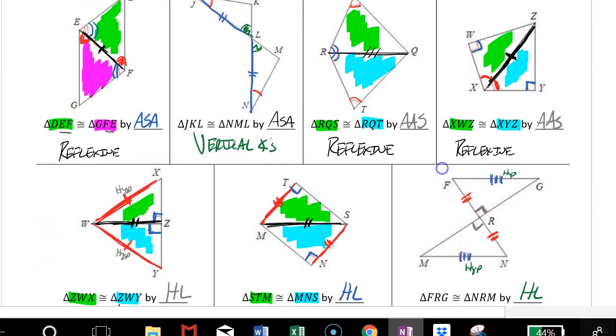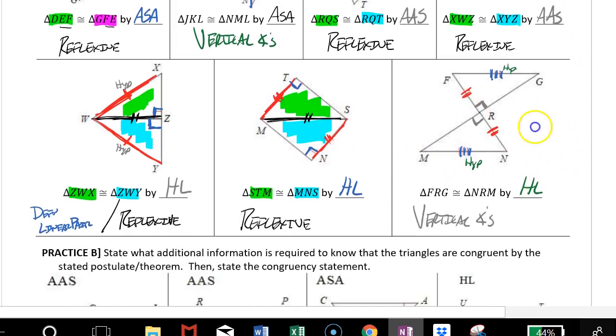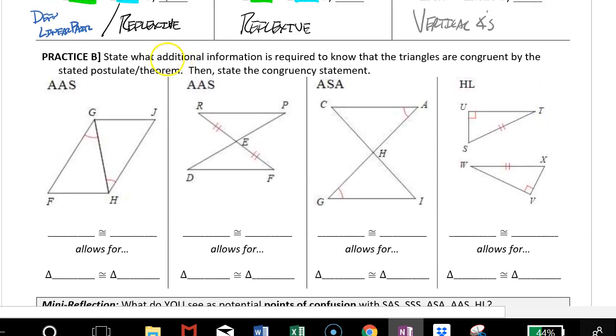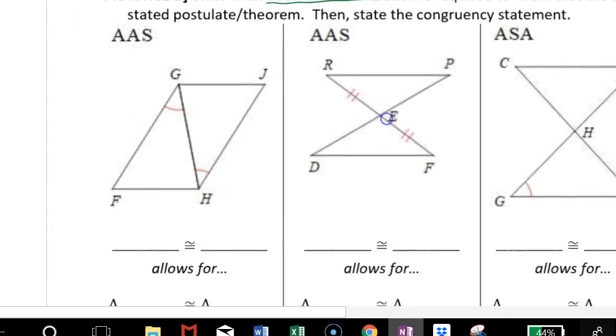Again, would like to point out the difference between this example and these three. Just because we have a right angle does not immediately imply hypotenuse leg. We need to look and see the given information that's there. Last set of problems. What additional information is required to know the triangles congruent by the stated theorem?